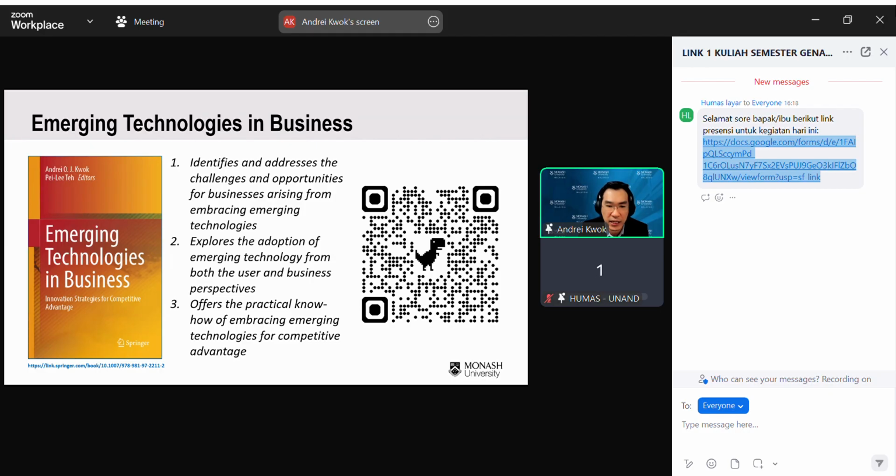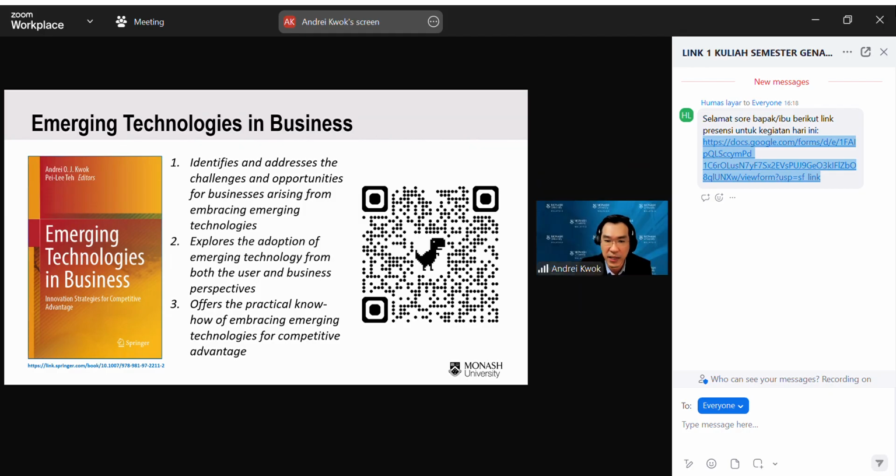We also find that the adoption has two parts. It can come from the user perspective and also the business perspective: how users perceive the usage of this technology, and also how business perceives the adoption of this technology, so that business and users can understand how these technologies are applied to one another. And of course, we also provide the practical know-how of embracing emerging technologies for competitive advantage.